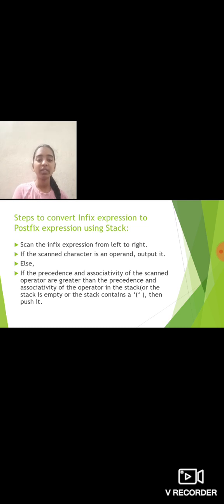Steps to convert infix expression to postfix expression using stack. Scan the infix expression from left to right. If the scanned character is an operand, output it. Else, if the precedence and associativity of the scanned operator are greater than the precedence and associativity of the operator in the stack, or the stack is empty, or the stack contains an open parenthesis, then push it.